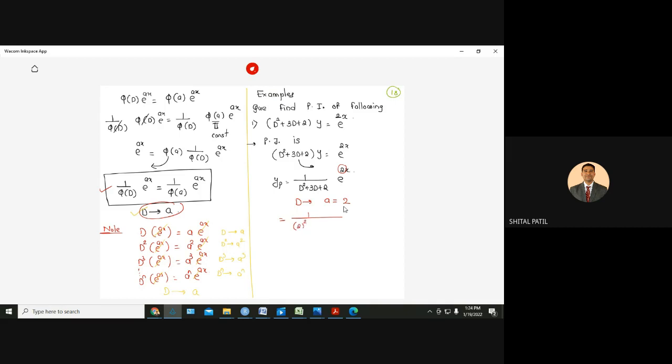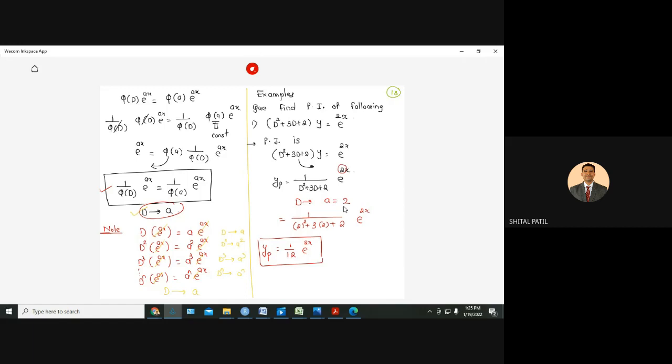2 square plus 3 into 2 plus 2, e raised to 2x. So how much is it? 4 plus 6, 10. So 1 upon 12. That's it. Understood? 1 upon 12 e raised to 2x is the answer.